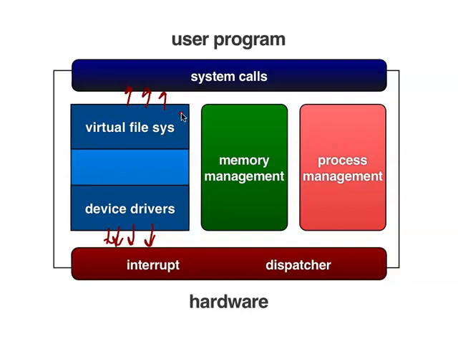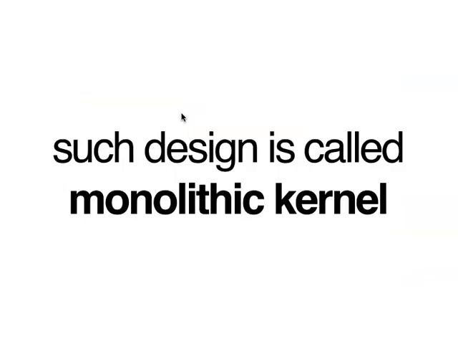So this is how the Linux kernel is structured, and it is called a monolithic kernel. It's called a monolithic kernel because everything that I mentioned is put into one single piece of kernel code, as opposed to the next design, which we will see.